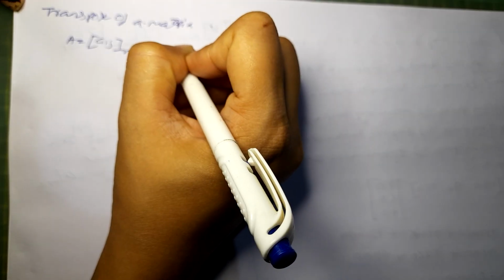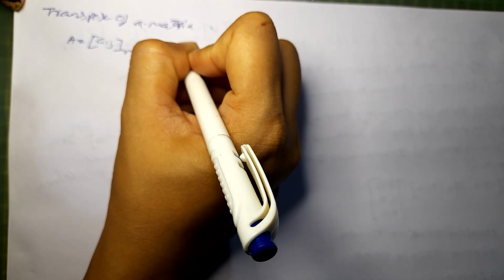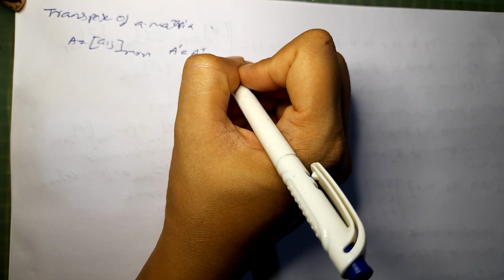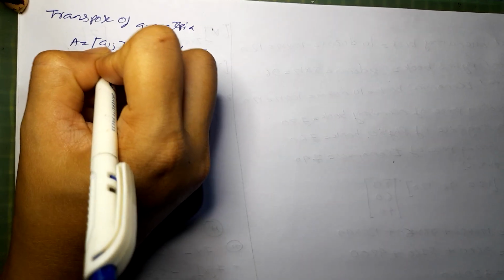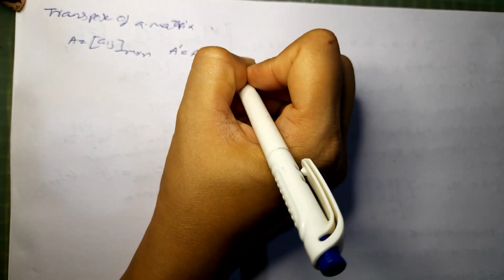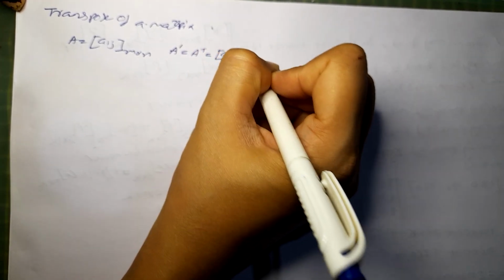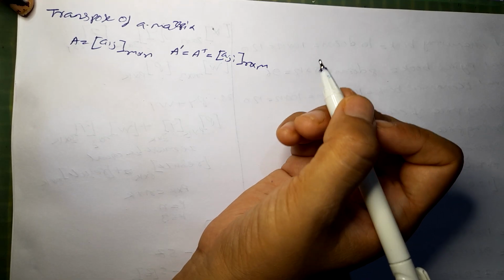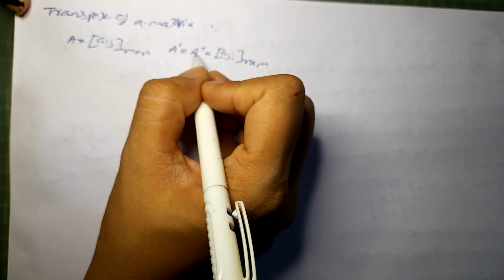If it is a transpose of the matrix, we write it in this way or we write A^T equal to, where the row will become the column. So they will interchange. The row will become column, so it will be A of n cross m. So the number of rows will become the number of columns. It is represented by A dash or A^T.